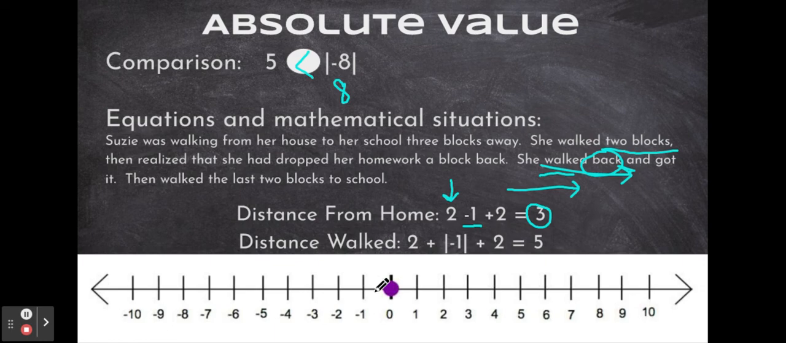But that's not how far she actually walked. She actually walked more than that. That's where absolute value is going to come in. Yes, she was going back a block, but she was still walking for that block. So she walked her 2 blocks, then she walked back a block, so the absolute value of -1, and then she walked 2 more blocks to get to school. So even though she's only 3 blocks from home, she walked a total of 5 blocks. Those are some examples of how we'll use absolute value in 6th grade.